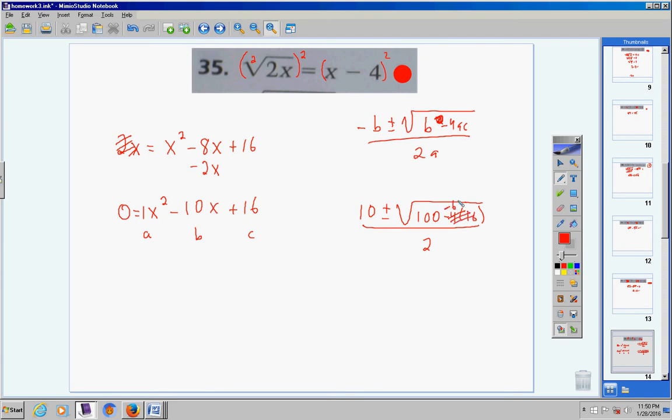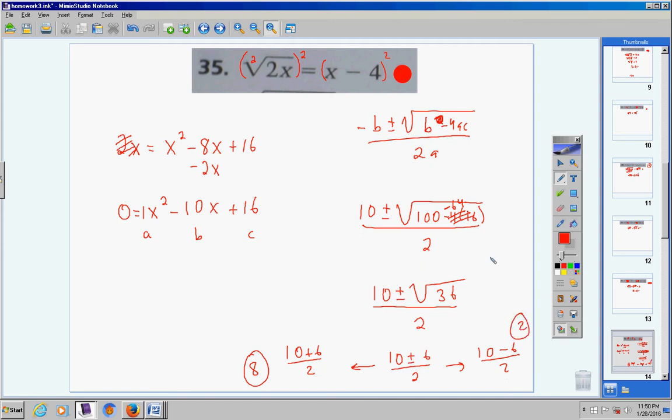So now we have 10 plus minus the square root of 100 minus 64 is 36, all over 2. So now we have 10 plus minus 6 all over 2 because the square root of 36 is 6. Now because we have a plus minus, we have two different fractions. We have 10 plus 6 all over 2, and we have 10 minus 6 all over 2. So this would give us 16 over 2 is 8. There's one answer. And then 10 minus 6 is 4. 4 over 2 is 2. So my two answers are 8 and 2.